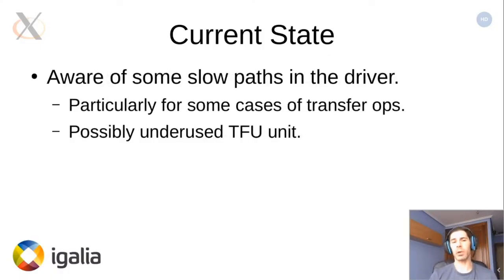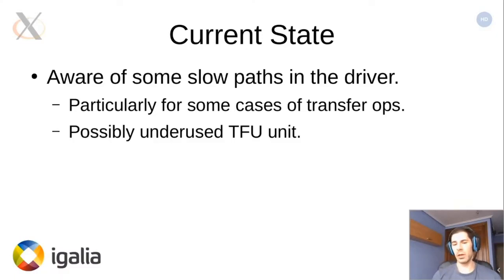So another thing we are aware of currently is there are some slow paths in the driver. We noticed this particularly for some cases of transfer operations in Vulkan. In fact, this was one of the things we worked on to improve the various Quake games. But I think there are still ways for us to keep improving this. I think we should be doing more of that going forward. Another thing is the hardware has this TFU unit, which is used to basically convert and copy images around, which we think we could probably use better in some areas.